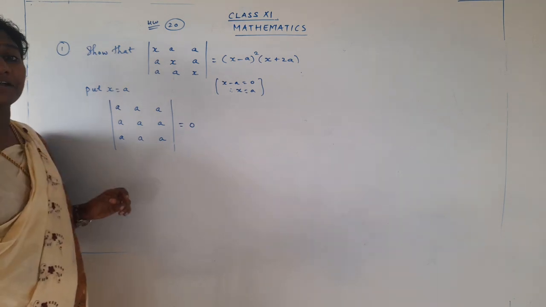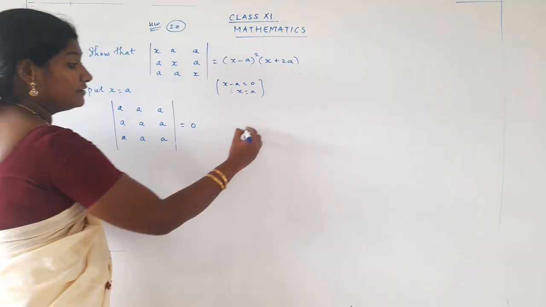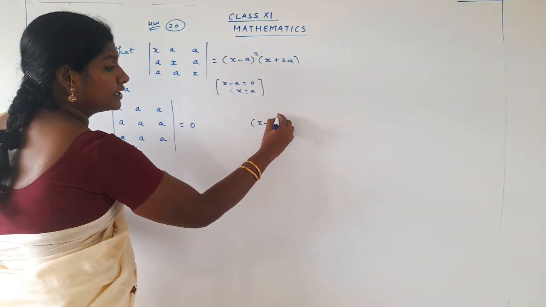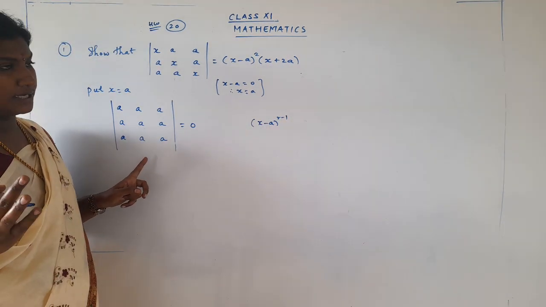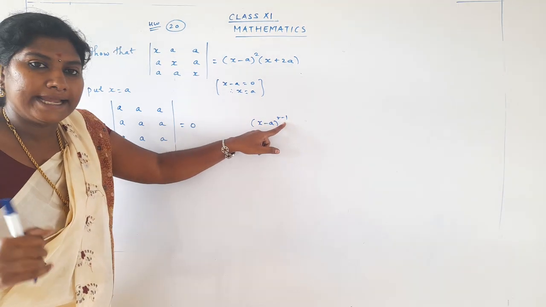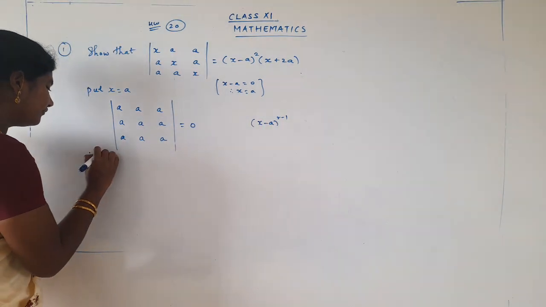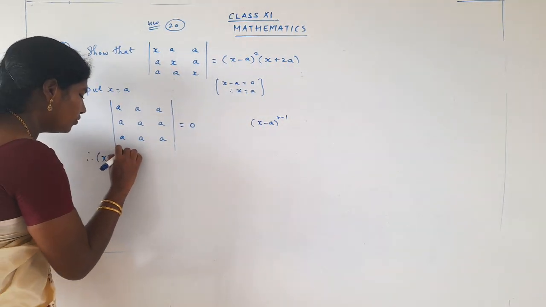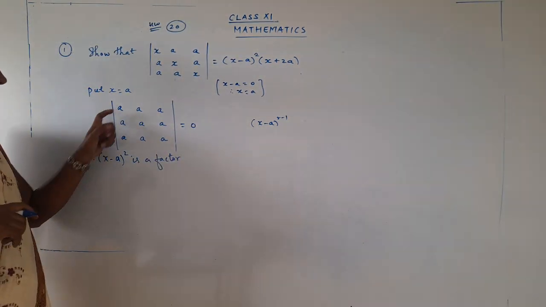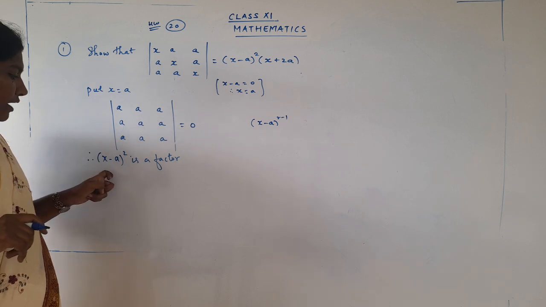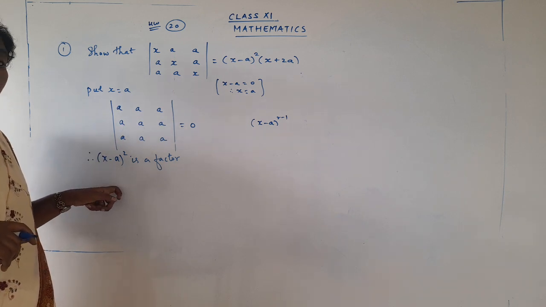Now here I have to find out what is the factor. We have seen the formula x minus a the whole raised to r minus 1. So here how many rows are same? 3 rows are same. So 3 minus 1 what I will get? 2. So I can say therefore x minus a the whole square is a factor. I started with x is equal to a, but now what I am saying here, x minus a the whole square is a factor.